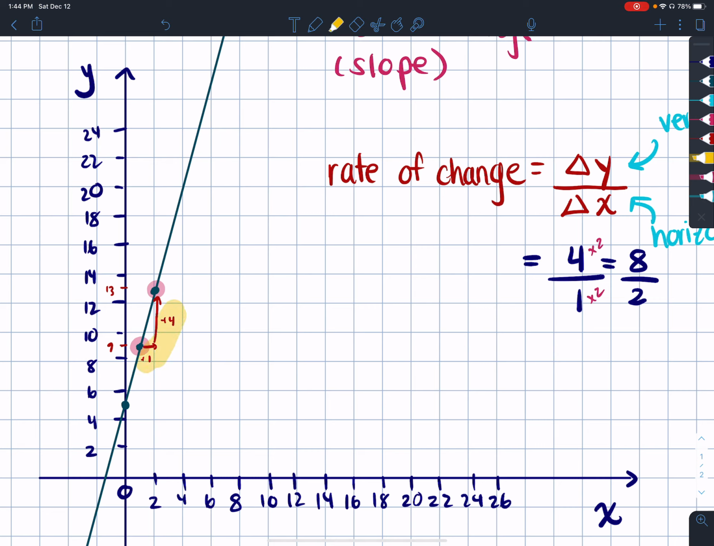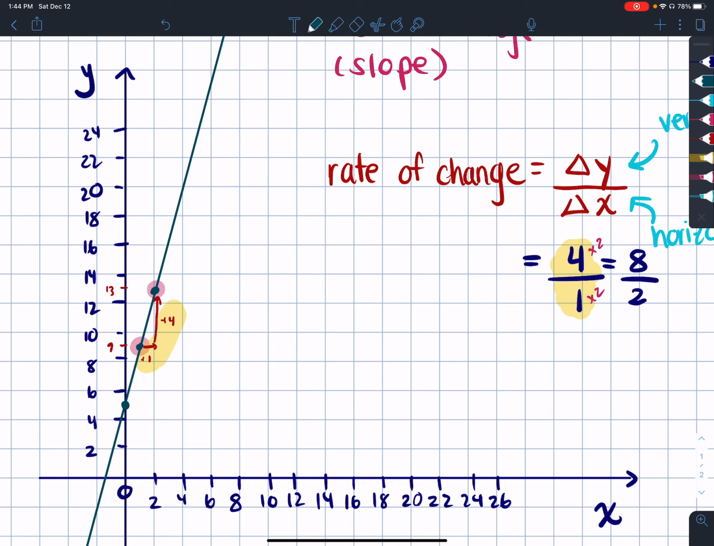So I'm going to highlight these in yellow so you know that's where that comes from. Now, the reason why I decided to show you this 8 over 2 is because this is an equivalent fraction, right? So these two are essentially the same thing. I have not changed my rate of change. It's the same thing. These are the same slopes.